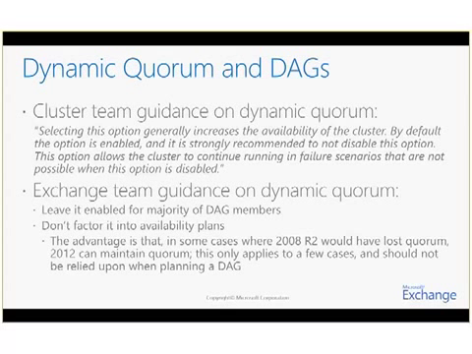Now, one scenario where you might want to turn dynamic quorum off is when you've got a DAG deployed between two sites and you've got better administrative access to, say, Data Center 1 than Data Center 2.